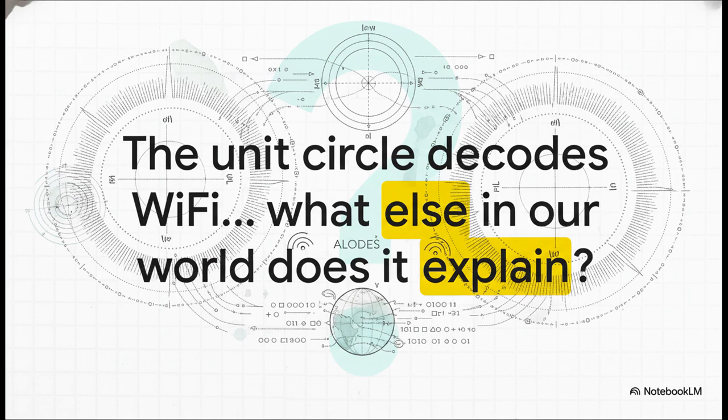It makes you wonder, doesn't it? If the unit circle is the secret key to something as complex as wireless data, what else in our digital world is being shaped by this perfect, simple diagram?